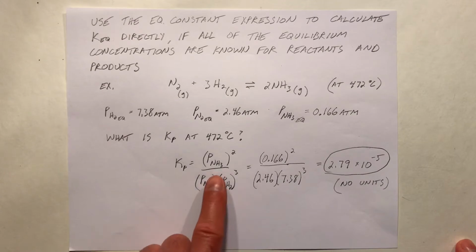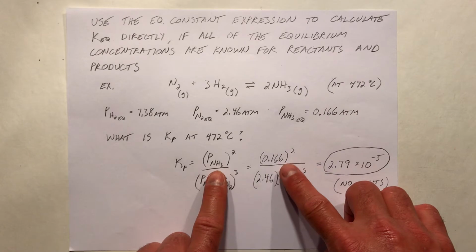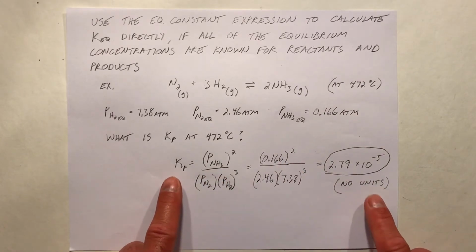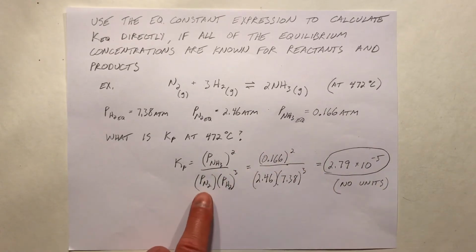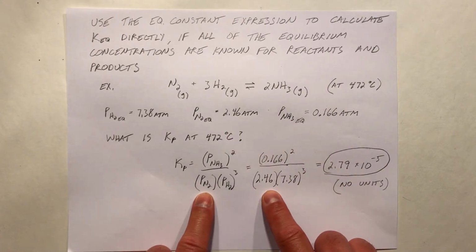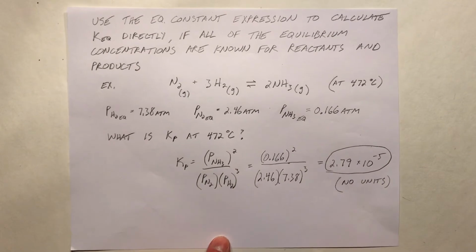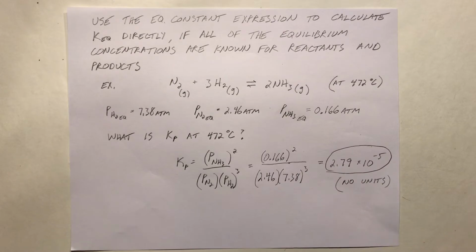We can substitute in for PNH3 0.166 atmospheres, or 0.166, and we can drop the units here because Kp will be a unitless value when we're done. So 0.166, remember we have to square that. For the partial pressure of N2, 2.46, that's to the first power. For the partial pressure of H2, 7.38, that's to the third power. Plug and chug that in a calculator and you get 2.78 times 10 to the negative fifth. And again, that would be a unitless value for Kp.